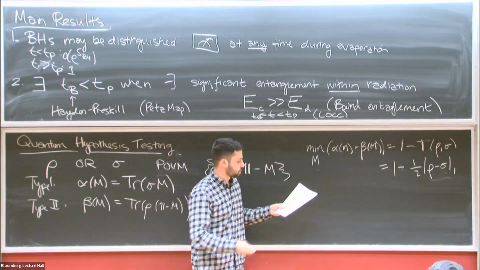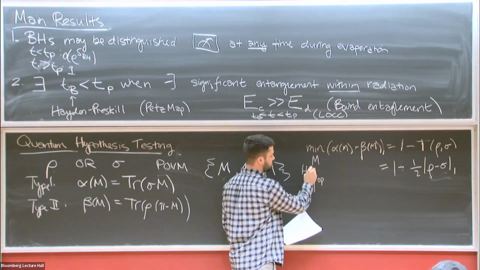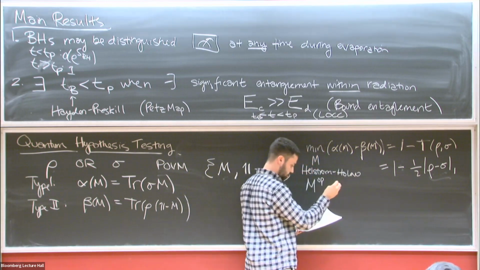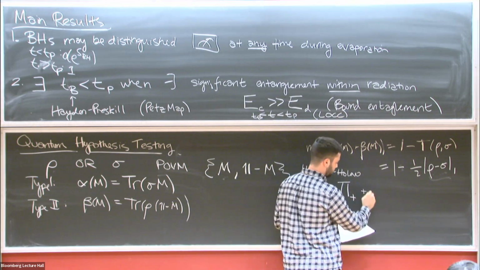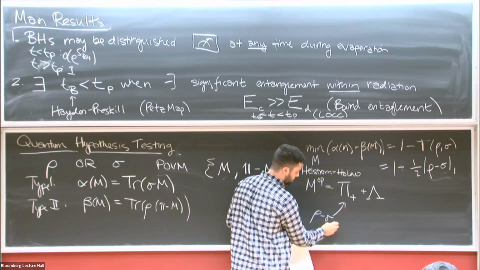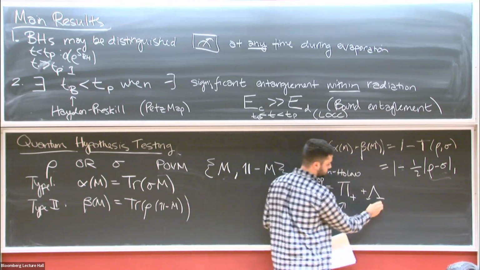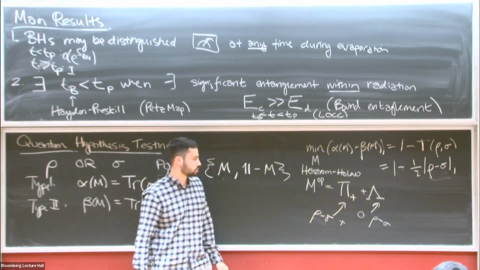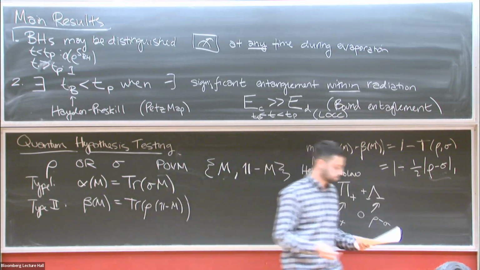You can actually explicitly construct what this measurement is. The optimal measurement, by Helstrom and Holevo. This optimal measurement is given by the sum of two projections: the projection onto the positive eigenspace, the positive part of rho minus sigma, and then this is like the 0 eigenspace of rho minus sigma. So this is the sum of two projectors, and this particular measurement is the optimal.